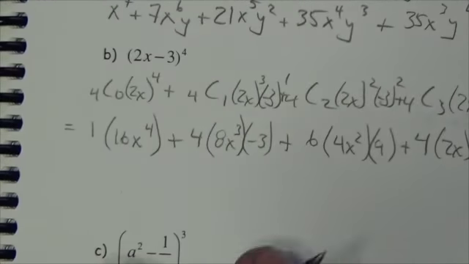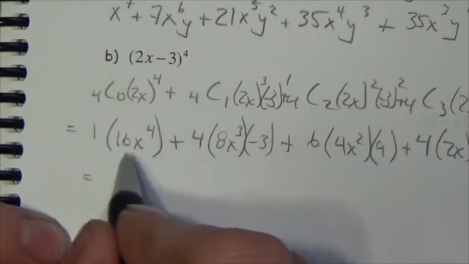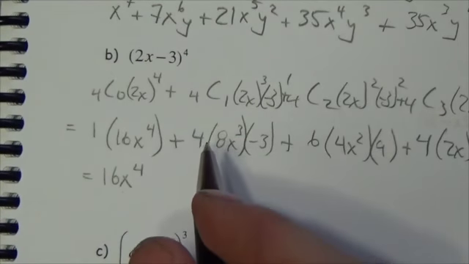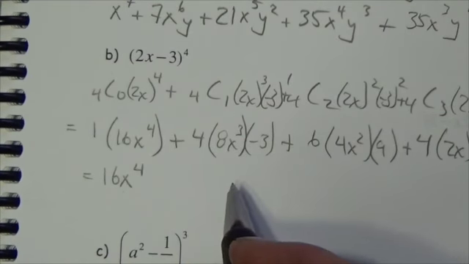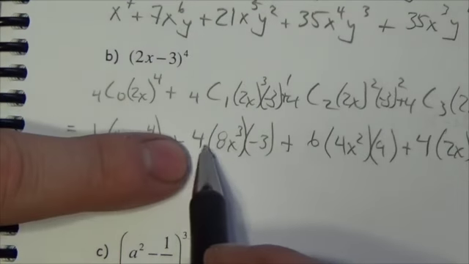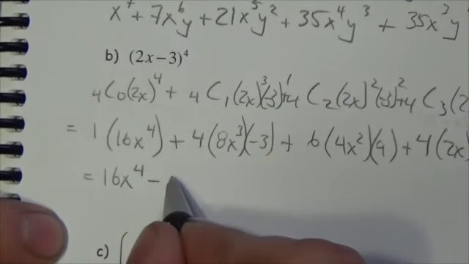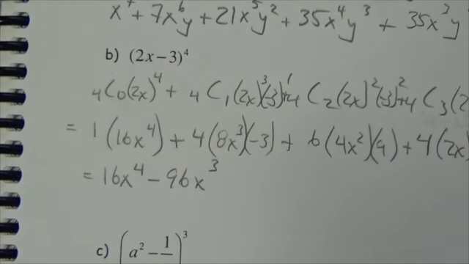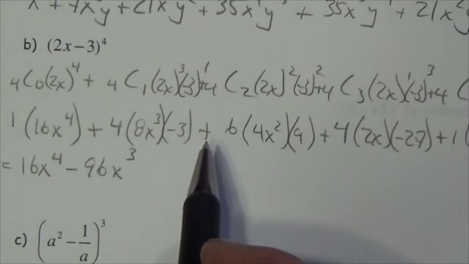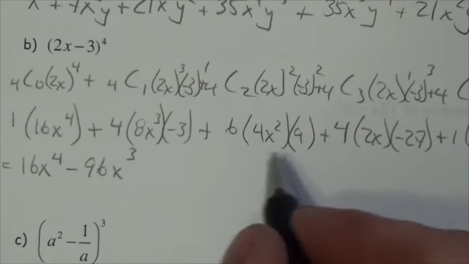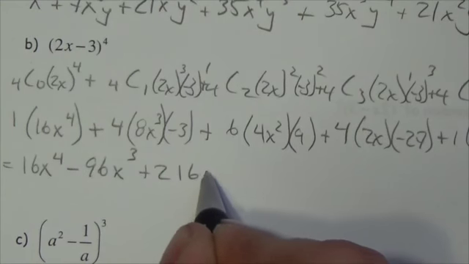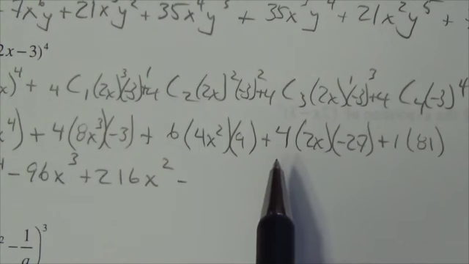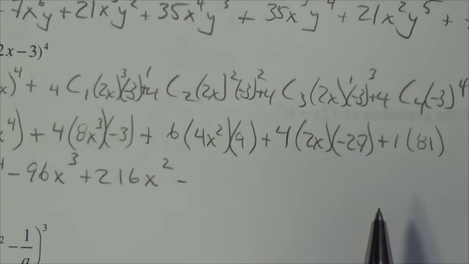Not quite there yet, but almost there. So that first term is just going to be now the coefficient multiplied by that, so 16x to the fourth. Okay, done. Now, it's going to get a little bit more complicated here. This is going to be 4 times 8 times negative 3, so this will be negative 96x cubed. Then for this next one here, 6 times 4 times 9, okay, which is going to be 216x squared.